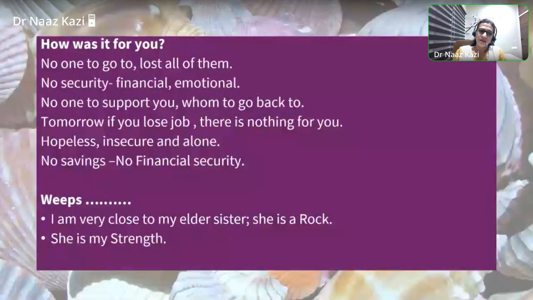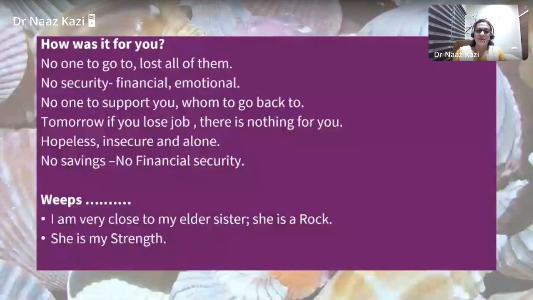And after that pause of weeping, she starts again and says, I'm very close to my elder sister. She had one elder sister, out of all those members whom she lost.